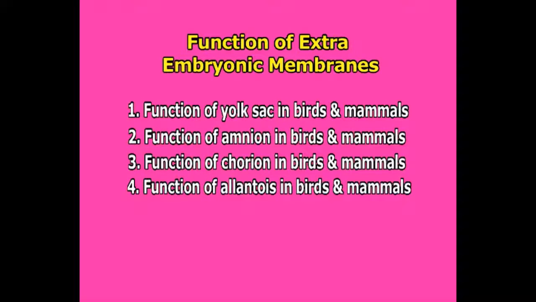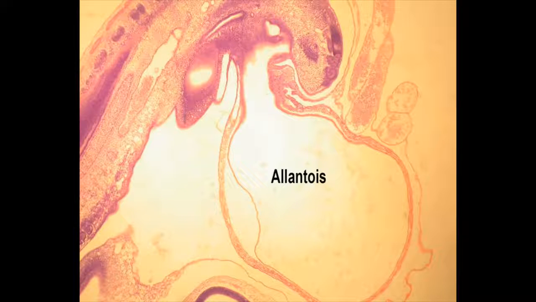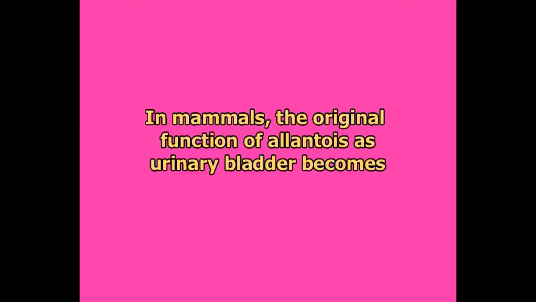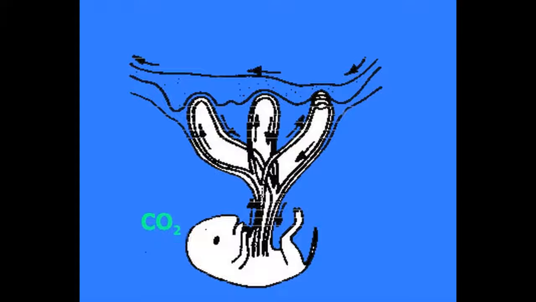Function of allantois in birds and mammals. In birds, cavity of allantois serves as a urinary bladder. In mammals, the original function of allantois as urinary bladder becomes altogether lost. The carbon dioxide produced by the embryo diffuses into the maternal blood and is excreted by the kidney of the mother.